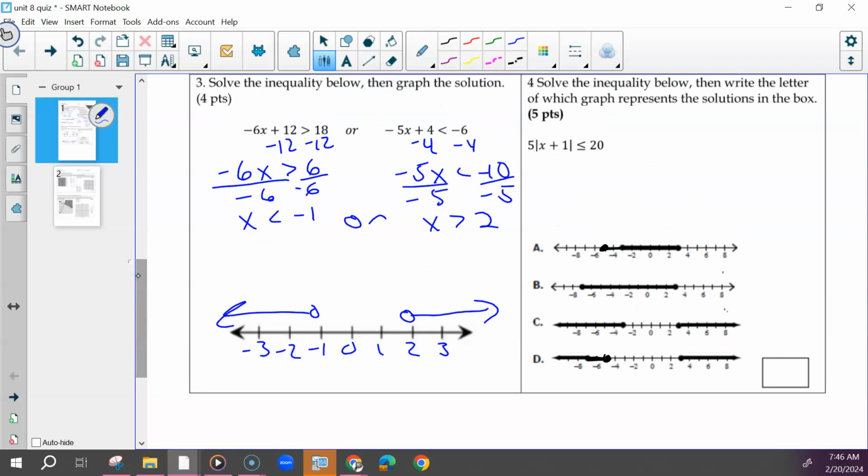So the 4 points there were: did you solve this side correctly? Did you solve this side correctly? Did you get the final inequality answer? And did you graph it correctly? You didn't have to do interval notation here, and since it didn't ask for that, I wasn't looking at that. Questions on that one?